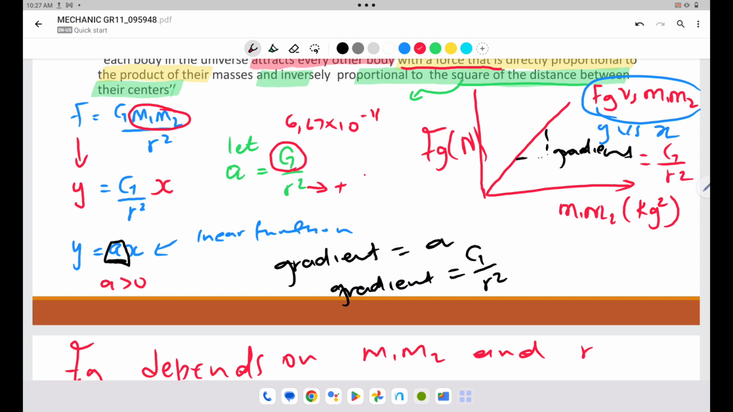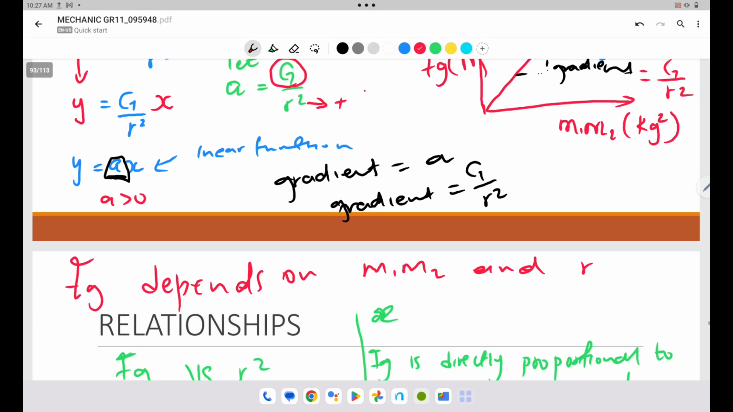So this is the graph we would have obtained if we wanted to investigate the relationship between gravitational force and the product of the masses. We just wanted to know how the product of the masses influences the gravitational force. Okay, let us try the other one.